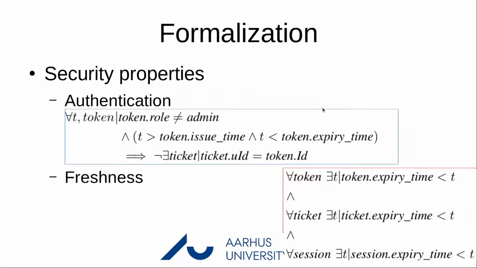Now let's look into some security properties. We have an authentication property where we simply state that a token that doesn't have a role of admin, and the issue time is lower than the current time, and the expiry time is less than the current time, that means that we will not be able to get a ticket.